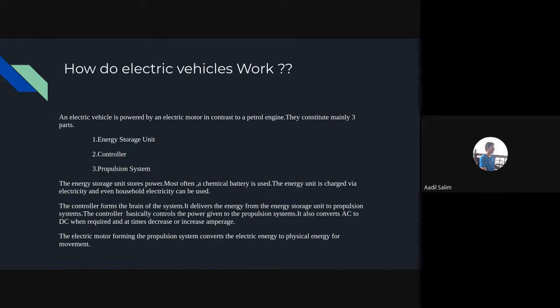There are three main parts, components or units, if you may, in an electric vehicle. The first is an energy storage unit, the second is the controller unit, and the third is the propulsion system. The energy storage unit, as the name suggests, stores power. Almost always we use a chemical battery. As mentioned earlier, lithium ion batteries are the most popular.